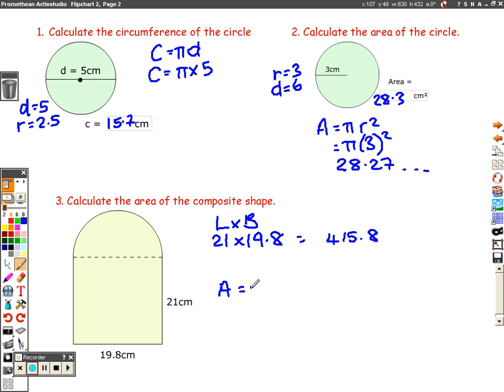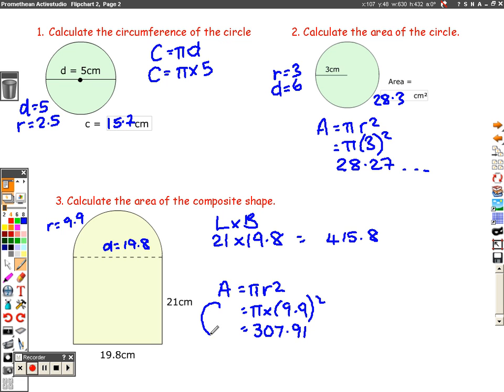Okay. Then looking at the area of the circle. Area is equal to pi times your radius squared. Pi, your radius is now... Remember, if this is your diameter of 19.8, then your radius is going to have to be 9.9. So pi multiplied by 9.9 squared, and when you do that, you get an answer of 307.91.